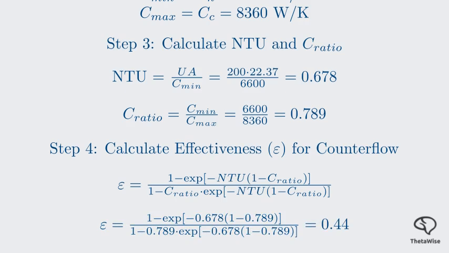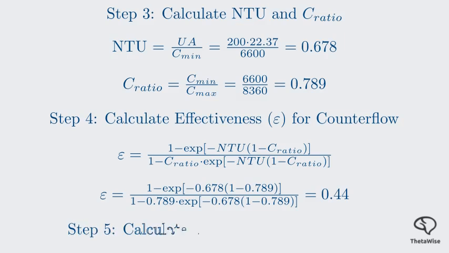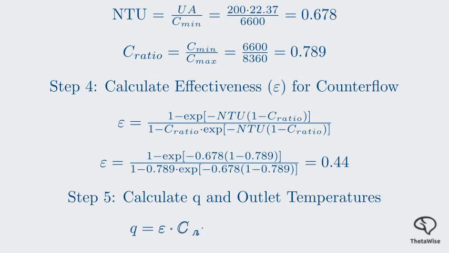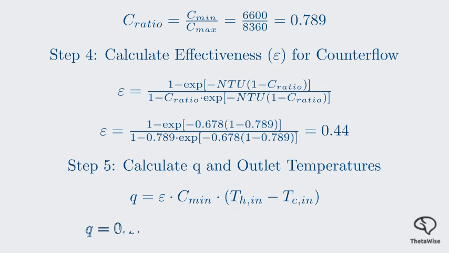Finally, we use this effectiveness to find the heat transfer rate Q. Q equals epsilon times C sub min times the temperature difference between the hot and cold inlets. That's 0.44 times 6600 times 95, which is 276,460 watts. This matches our previous LMTD calculation, allowing for rounding. Now we have Q and can solve for the outlet temperatures using simple energy balances, just like we did with the LMTD method. This example illustrates how the effectiveness NTU method provides a powerful, non-iterative way to analyze heat exchangers when you know the geometry, A, but not all the outlet temperatures.